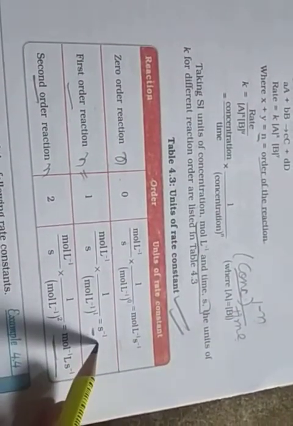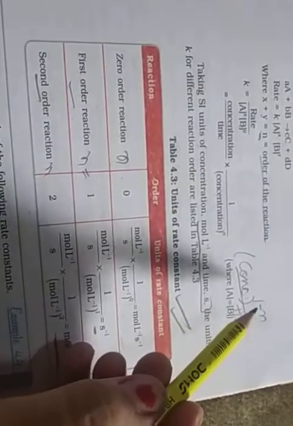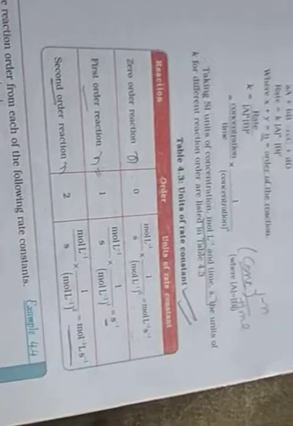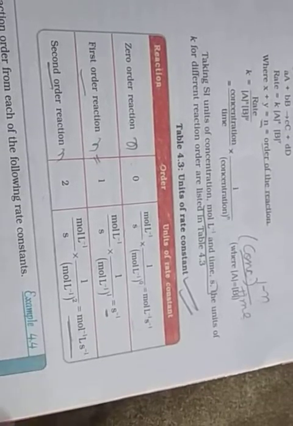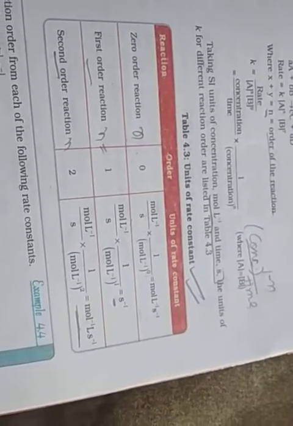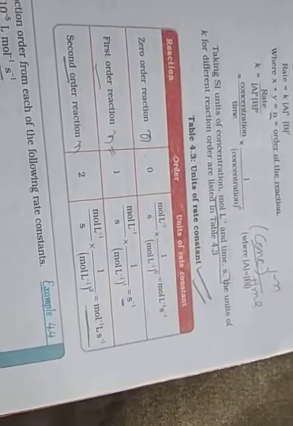Then for the first order, here 1 minus 1 is 0, so concentration is also 0, so only time, second inverse, remains. For the second order reaction, here 1 minus 2 is minus 1, so mole inverse and liter inverse, so minus 1 multiplies plus 1, and second inverse. So this is the short form formula: concentration to the power 1 minus n divided by time.